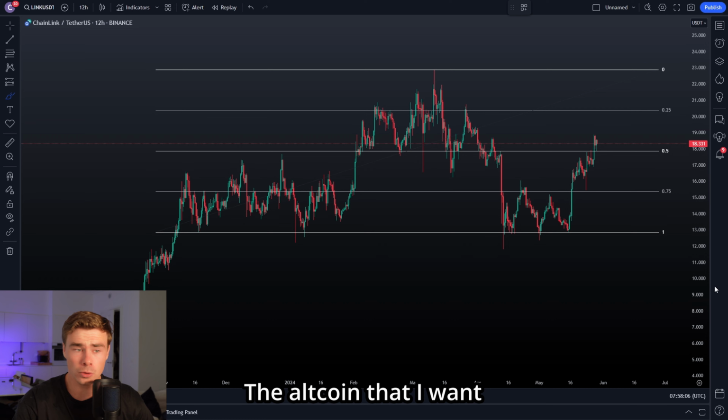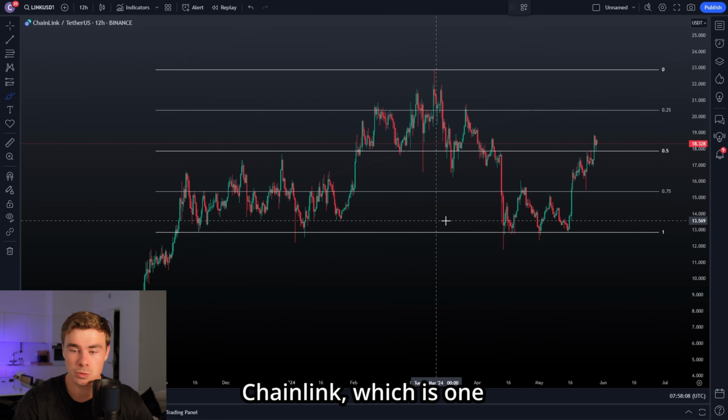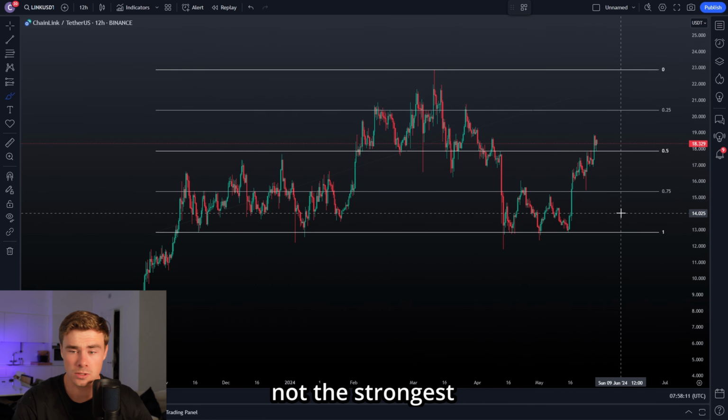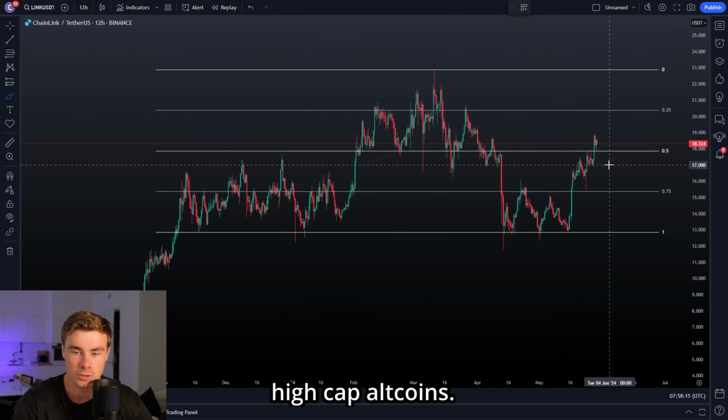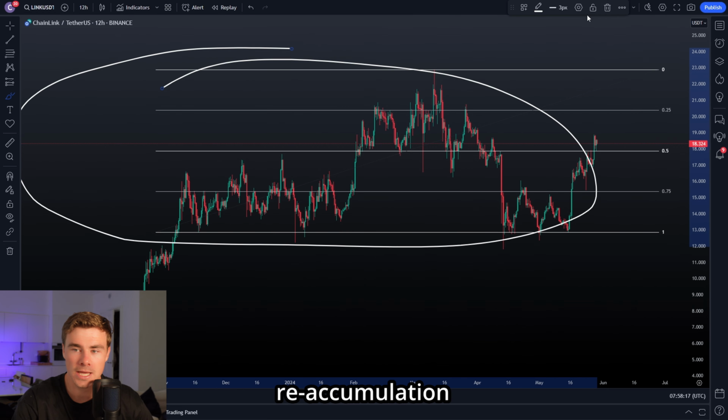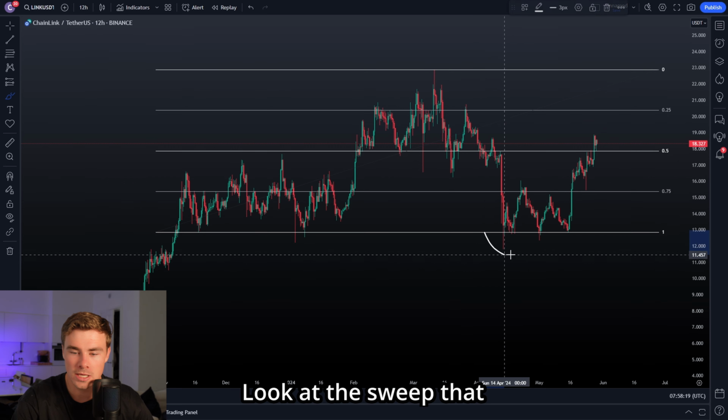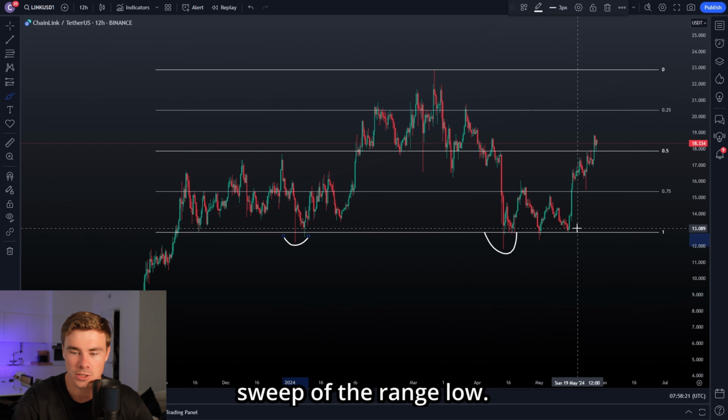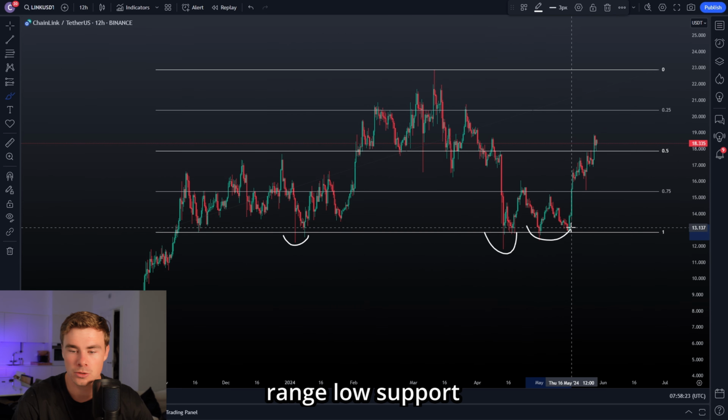The altcoin that I want to discuss, guys, is Chainlink, which is one of the stronger, if not the strongest altcoin chart out there right now when it comes to high volume and high cap altcoins. Look at this beautiful reaccumulation range, guys. Look at the sweep that we saw of the first sweep of the range low. Look how we hold the range low support afterwards, and look how we pump towards the mid-range.